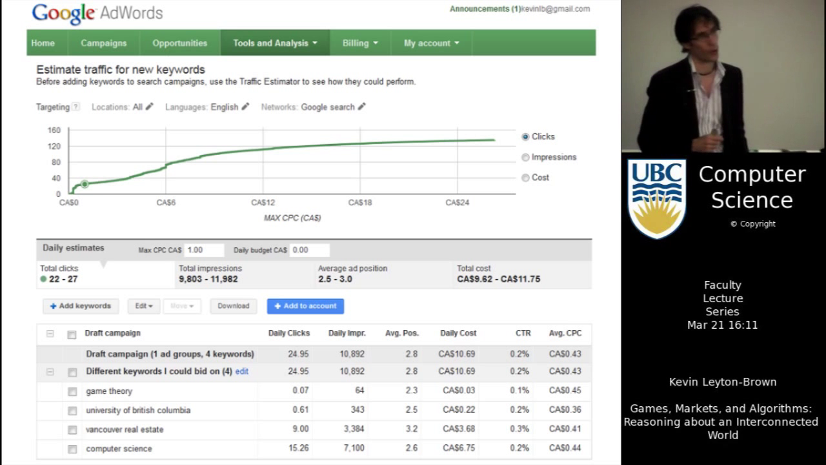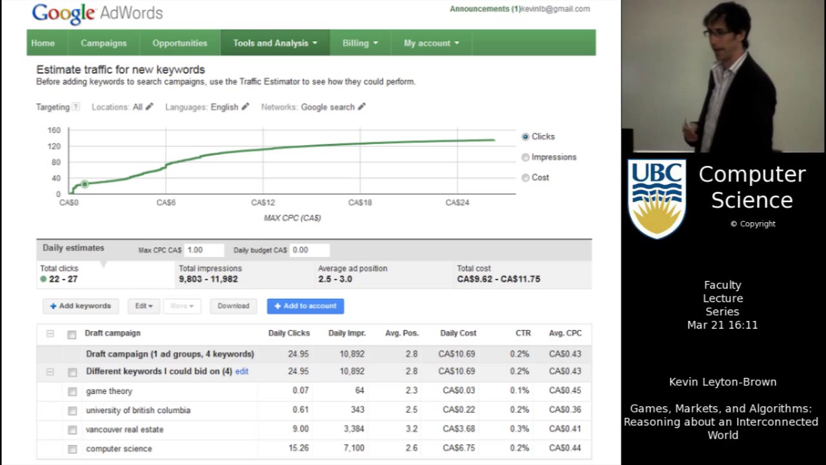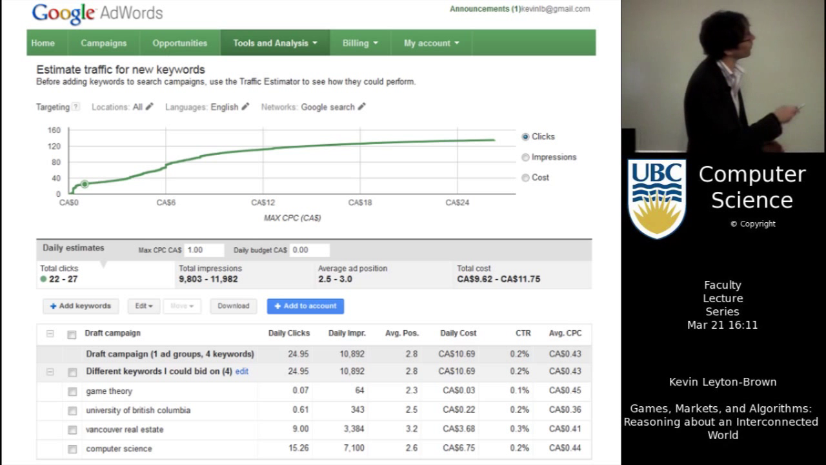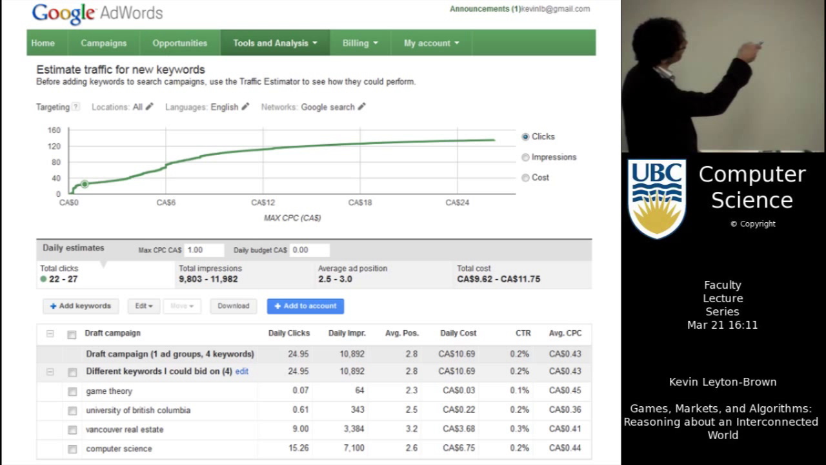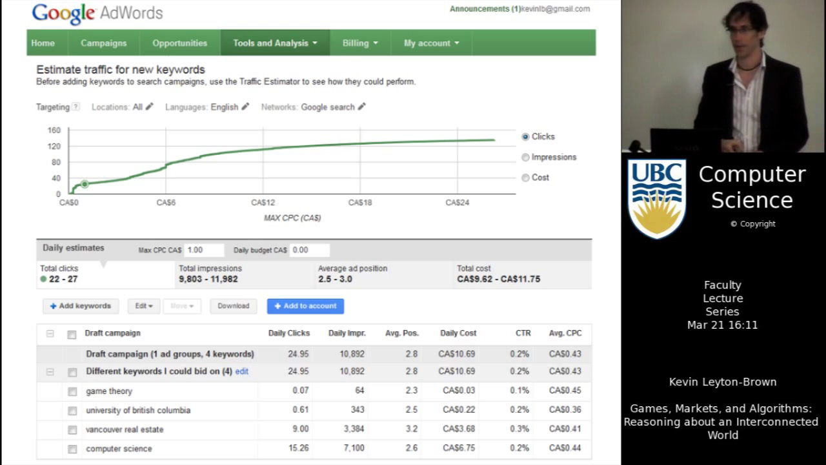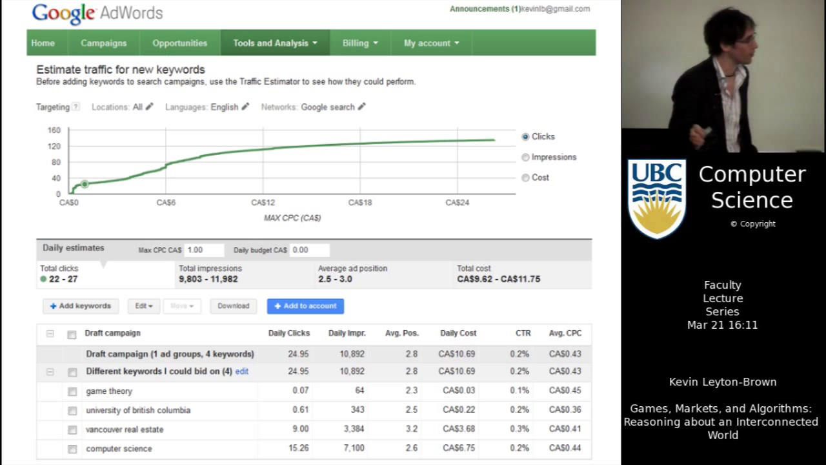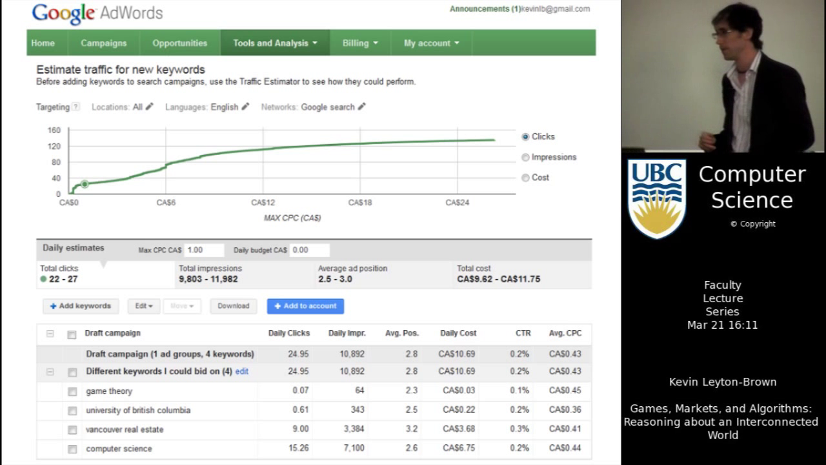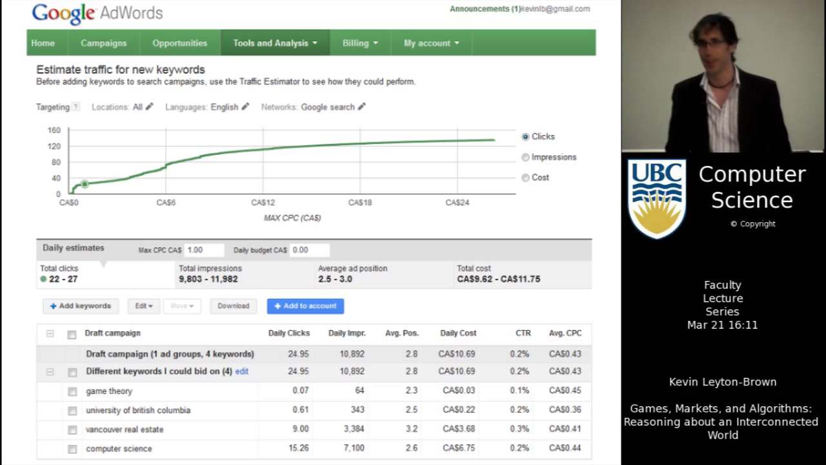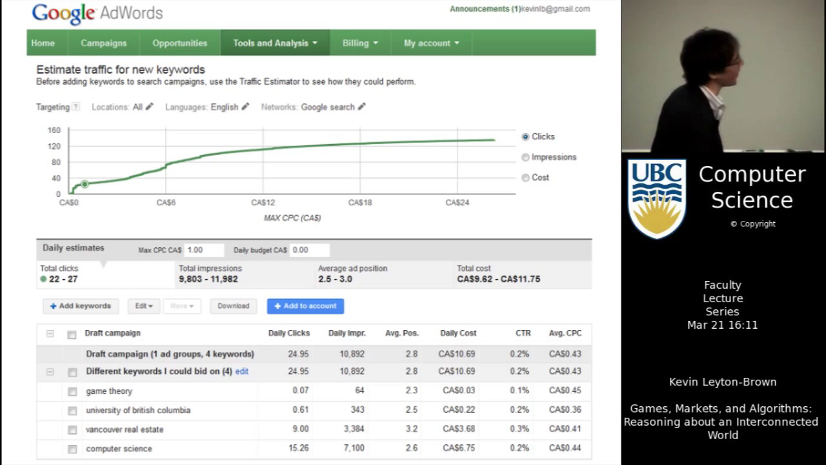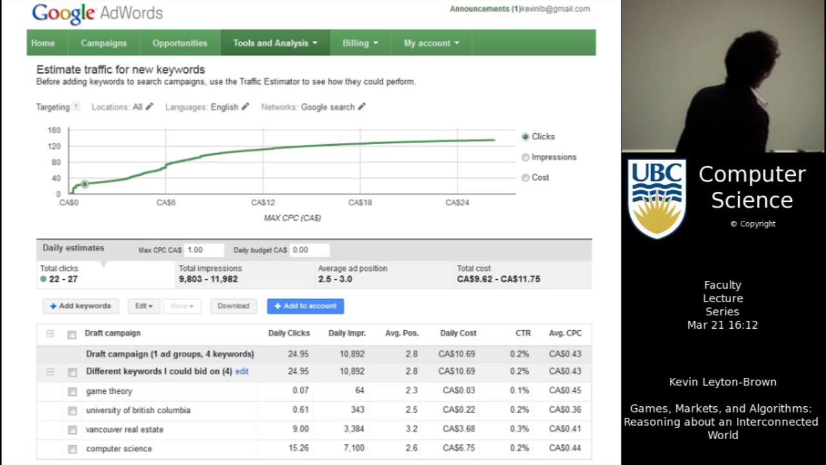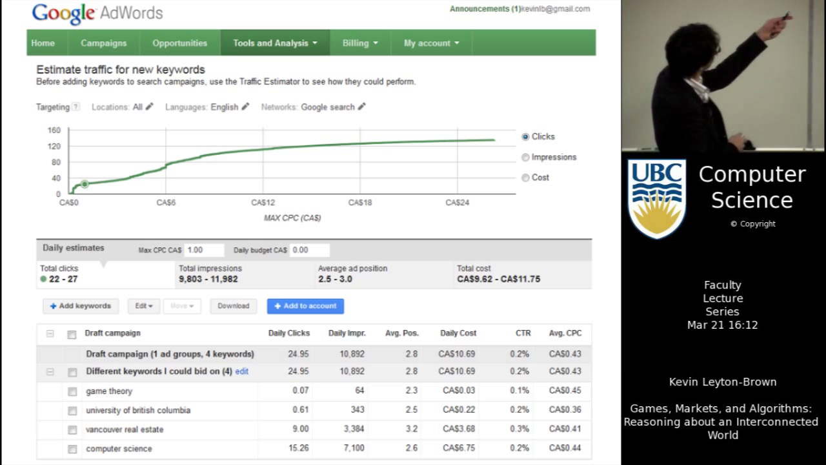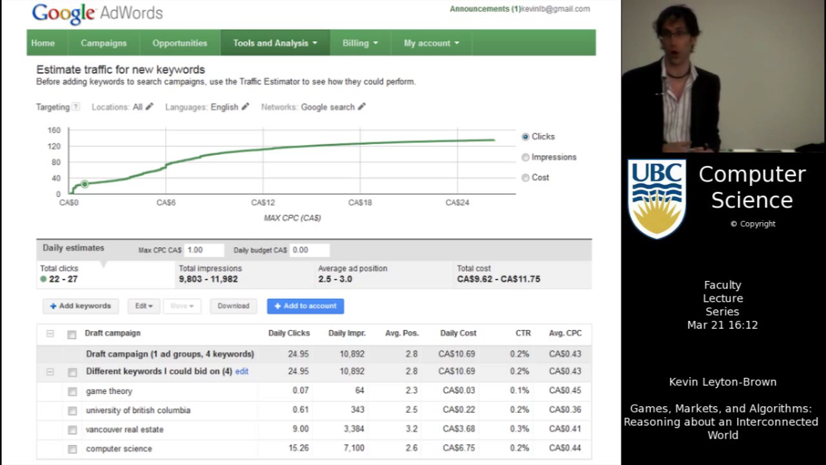I went into Google's advertising tool and told them that I wanted to advertise 4 different keywords: game theory, University of British Columbia, Vancouver real estate, and computer science. Oh, you're not going to have to pay much. Yeah, they vary, right? Well, and I told them that I wanted to redirect it to my homepage, which turns out not to be a very high quality thing, particularly for Vancouver real estate. Unfortunately, I think it's pretty good real estate, but what can I do? And so I told them that I was willing to pay a cost per click of up to $1.